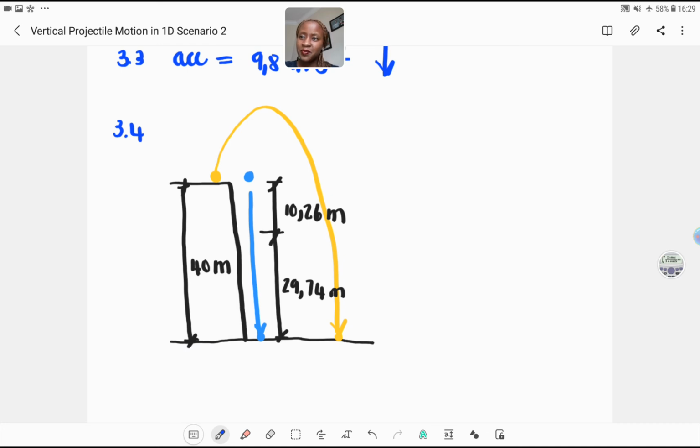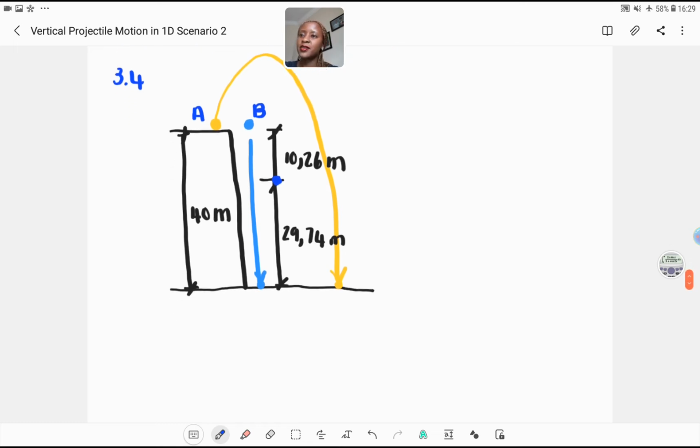I want to know stone B. Okay, so this is stone A and that's stone B. I want to know for stone B, at what time does it reach this elevation there? Okay, so which equation of motion will I have?